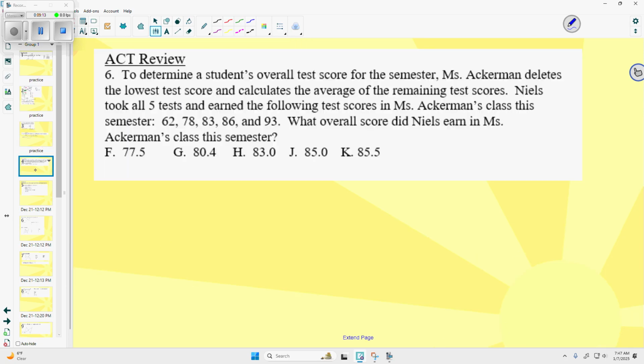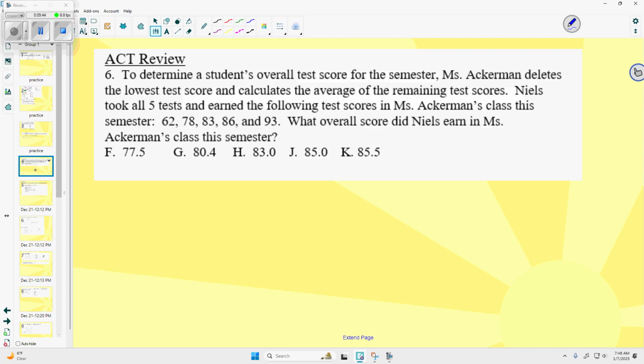All right, last but not least, to determine a student's overall test score for the semester, she deletes the lowest test score and calculates the average of the remaining test scores. Took all 5 tests, got 62, 78, 83, 86, 93. What overall score did he earn? What do you do? All 5 of them? Got to read a little closer. How did she calculate her grade?